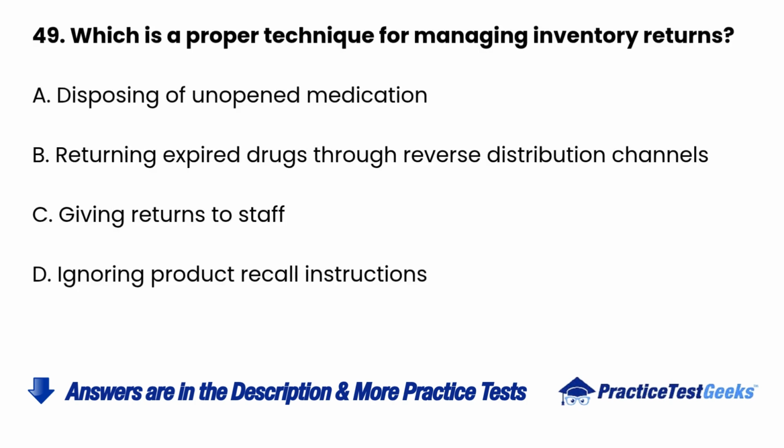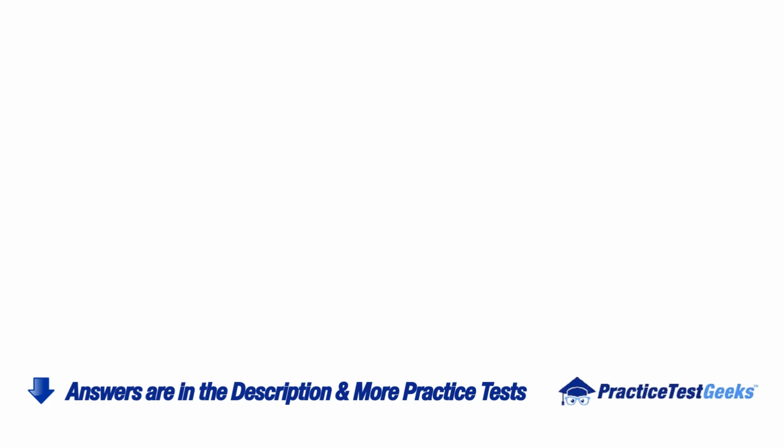49. Which is a proper technique for managing inventory returns? A. Disposing of unopened medication. B. Returning expired drugs through reverse distribution channels. C. Giving returns to staff. D. Ignoring product recall instructions.